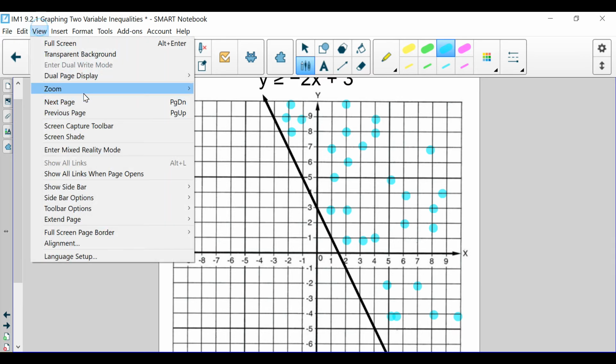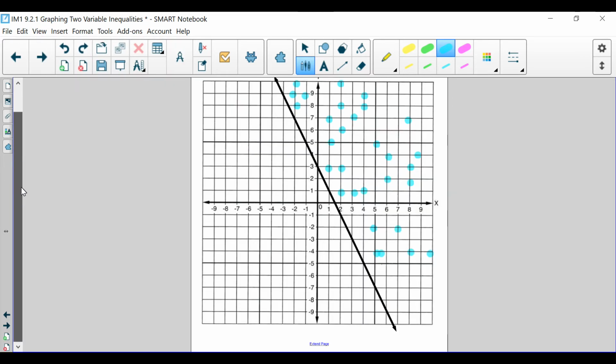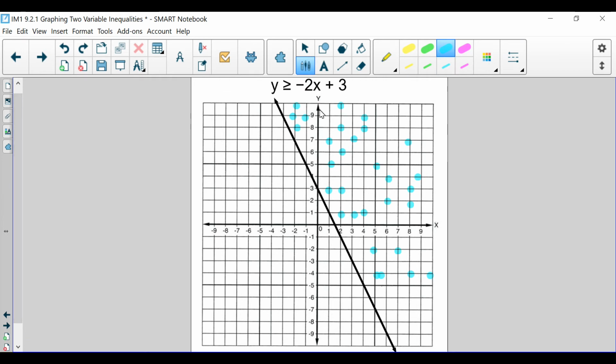So how do you say those are all the solutions? That's why the solutions to this inequality are going to be everything above the line. So once again, everything above the line.